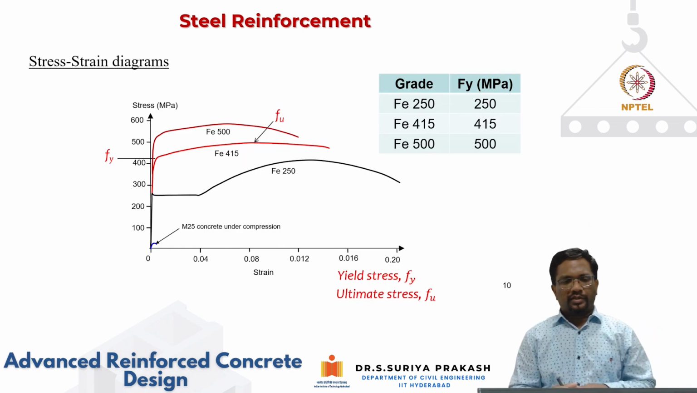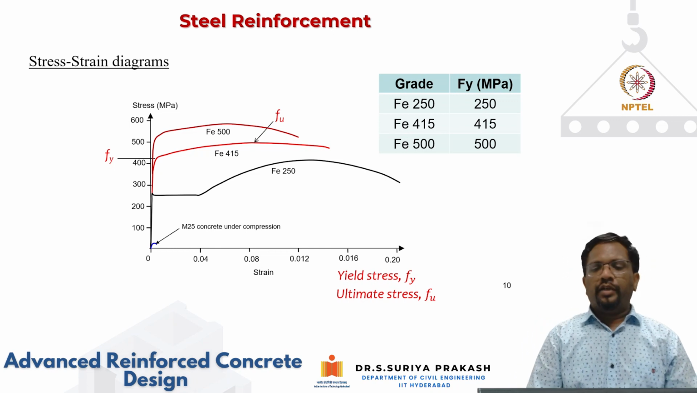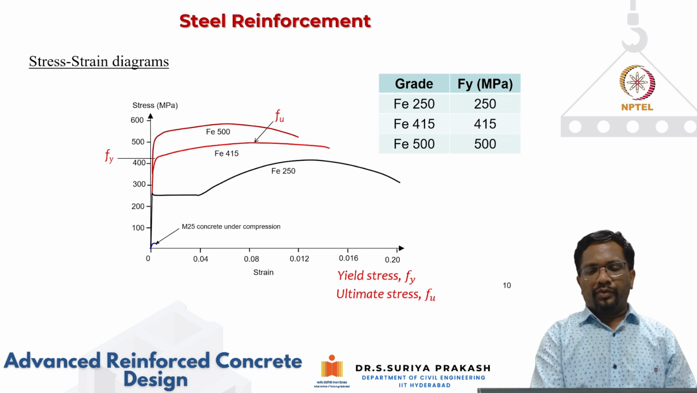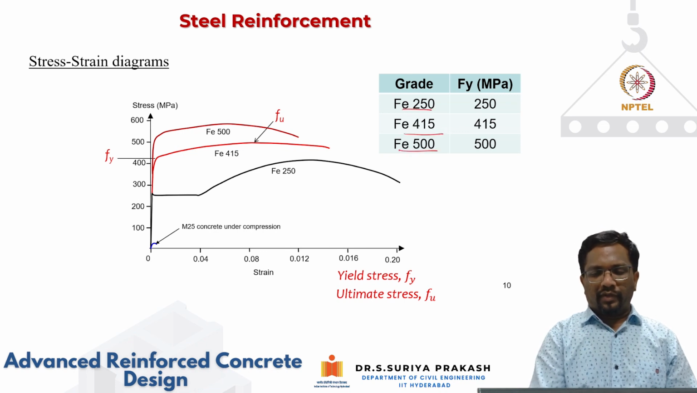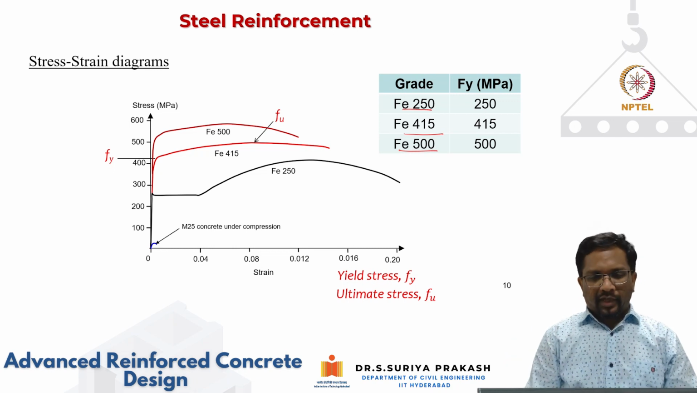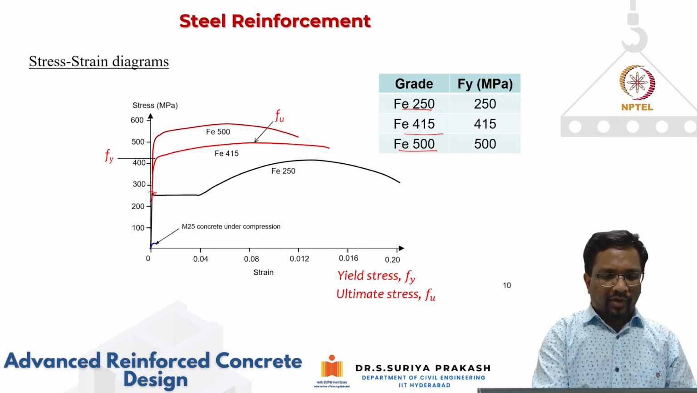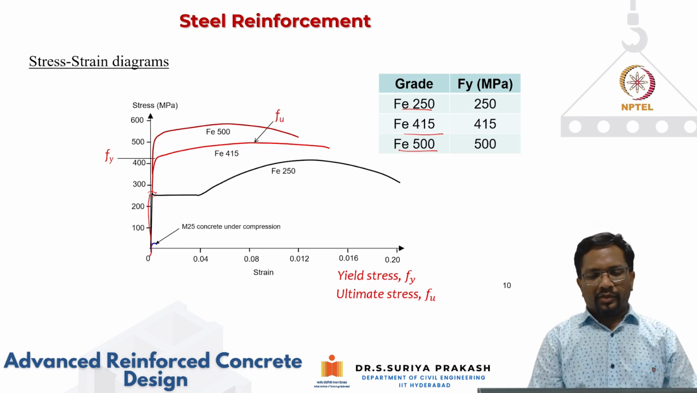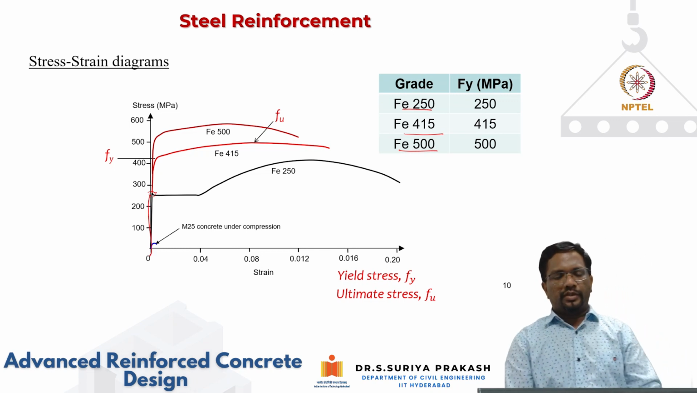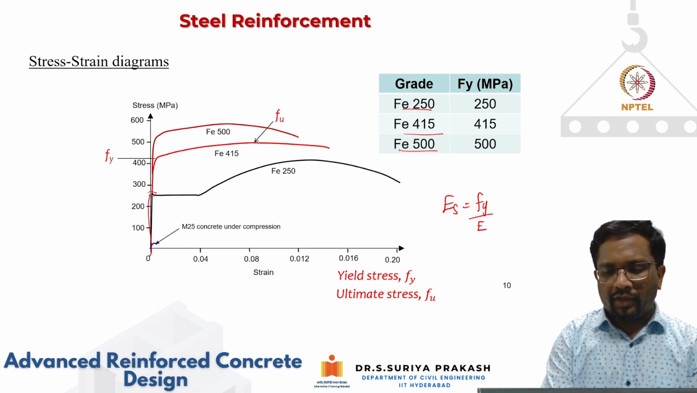Now let us look at the stress strain behavior of steel of different grades, which are commonly available: Fe 250, Fe 415 and Fe 500. The number indicates its yield strength. For mild steel, we know that the stress strain curve remains elastic up to a certain point. Usually the elastic modulus Es can be calculated as Fy by epsilon y.